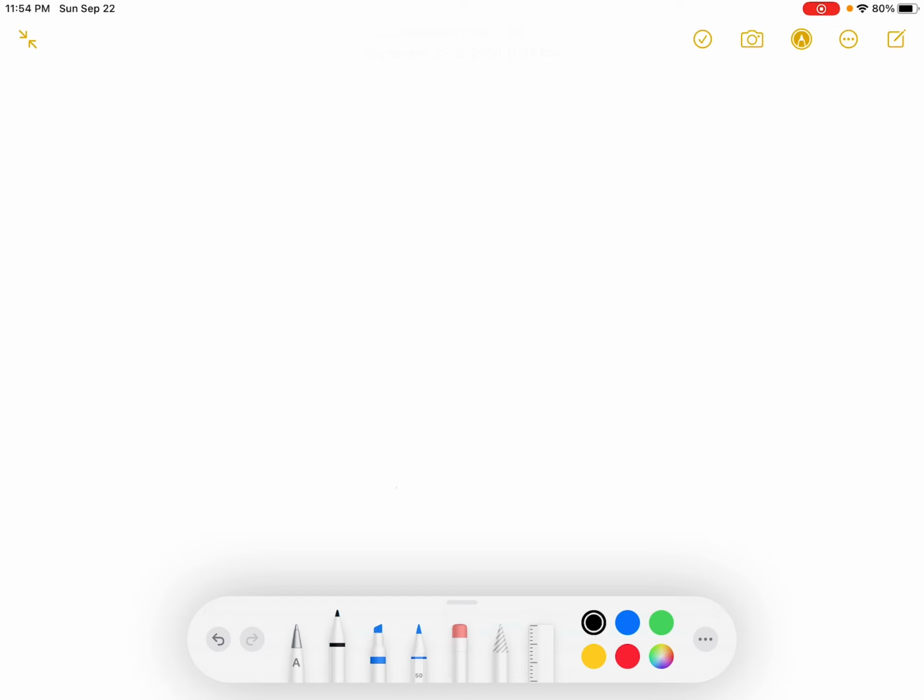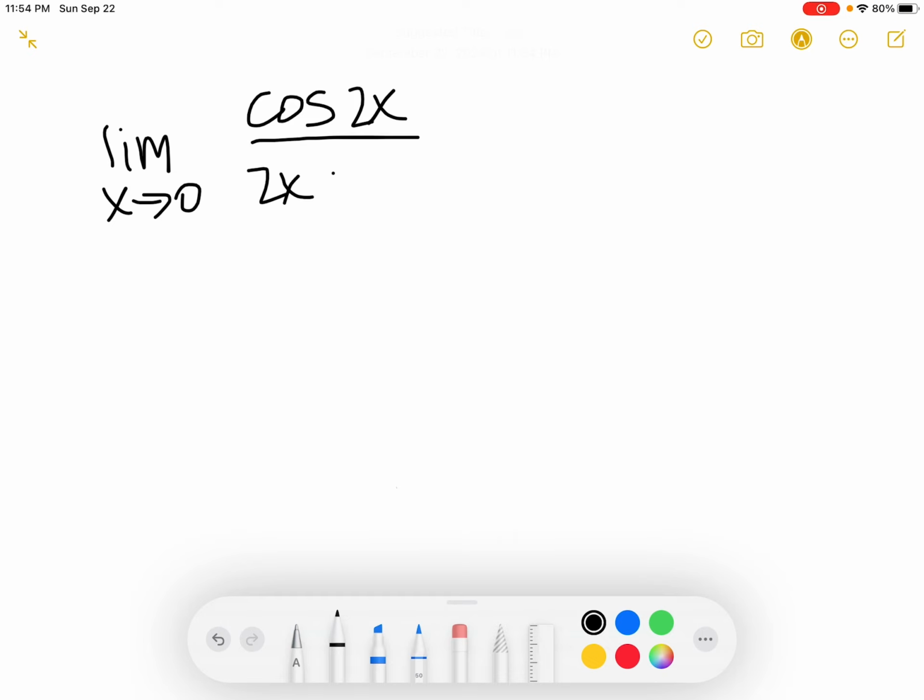Now, we're going to do this one. That doesn't look fun, does it? That looks stupid. Well, like I said, don't know what to do, make it look like something you do know how to do.